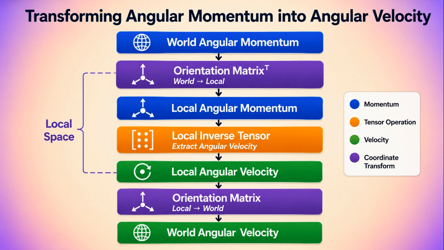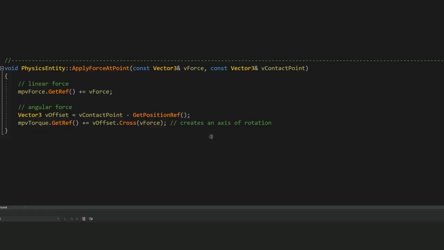To apply a force that will generate angular momentum, we use the apply force at point function. It has parameters for the force vector and a point of contact. For the linear force, we merely add it to the force accumulator. For the torque, we create a vector between the contact point and the center of mass. Because the entity is just a solid box, the center of mass is equivalent to its central position.